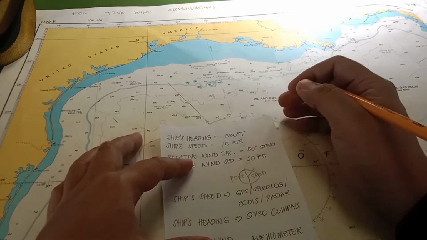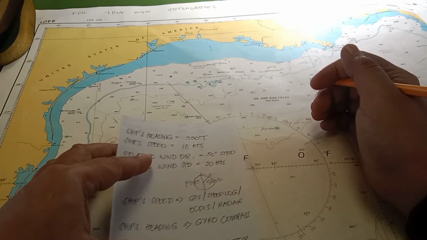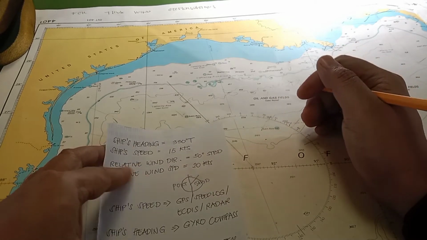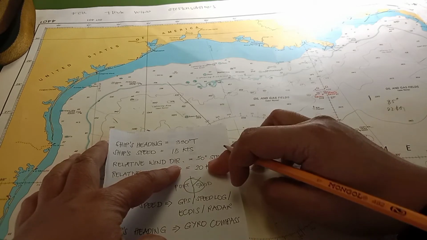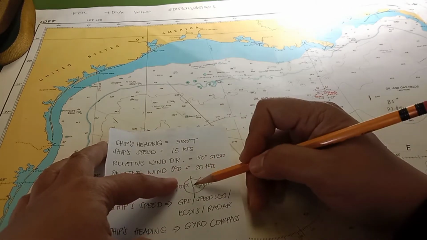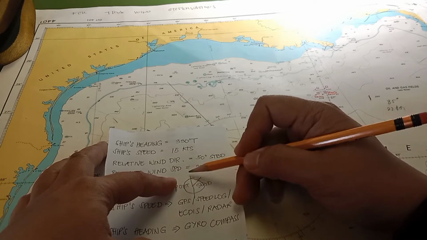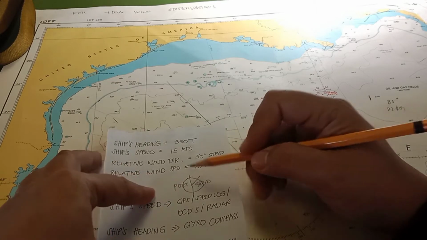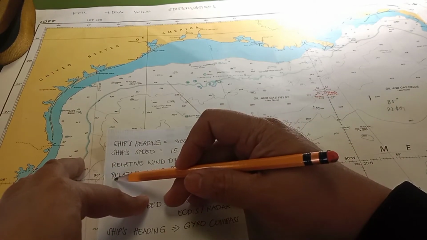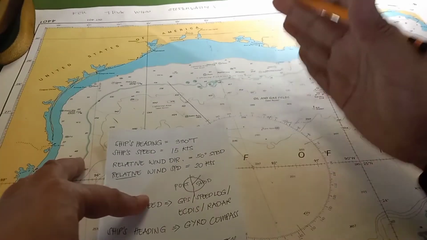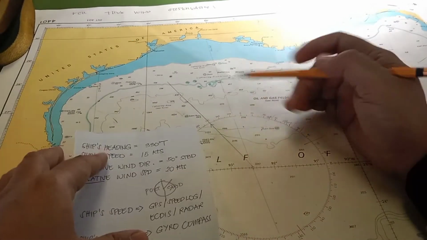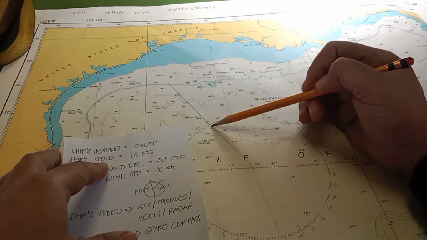Okay, so we are going to plot that one. So we have the relative wind direction from the ship's heading. Because we have the word relative there, it means that we should start on the ship's heading. So from the ship's heading, we have here the 330.